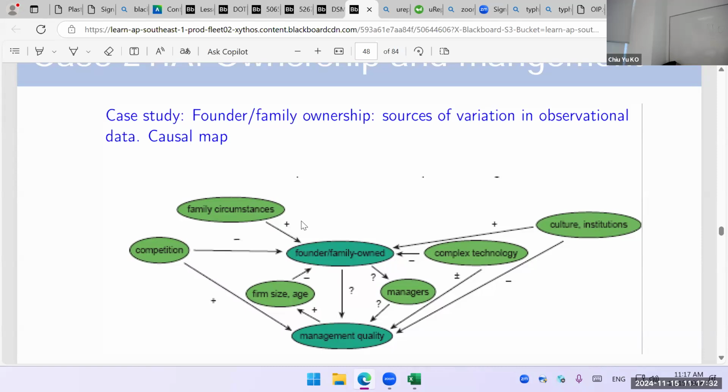If you have a good family, then you can have family ownership. Otherwise, if you're on your own and don't have a family, you don't have that. And the bigger and better the family, then of course you are more likely to have that.